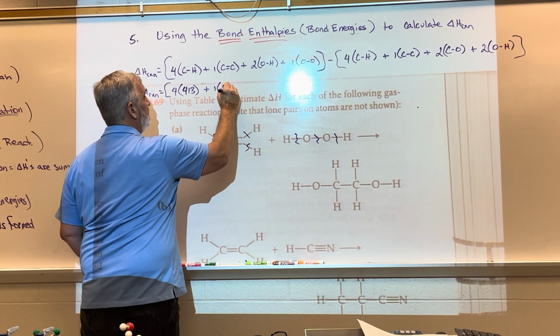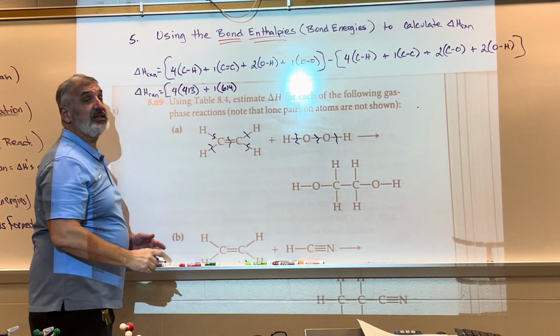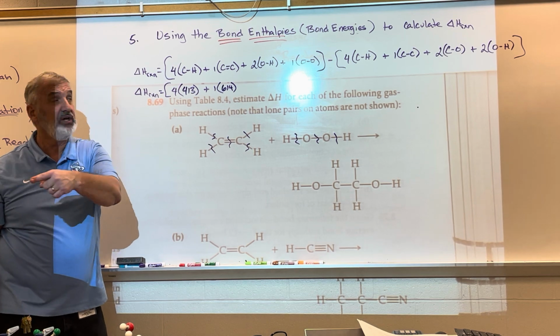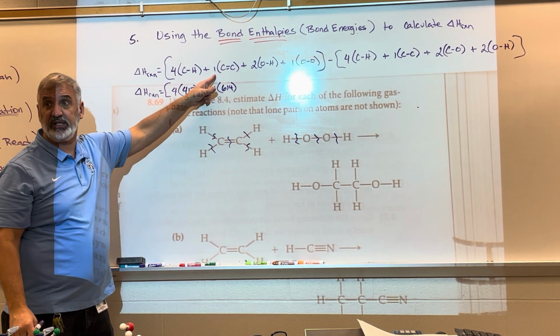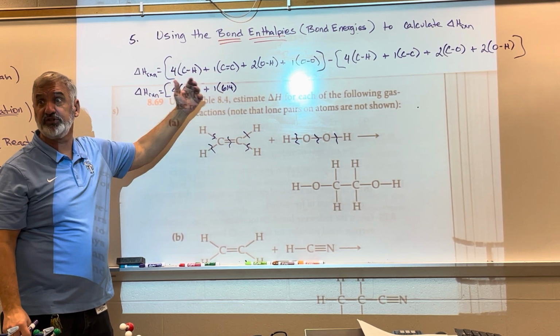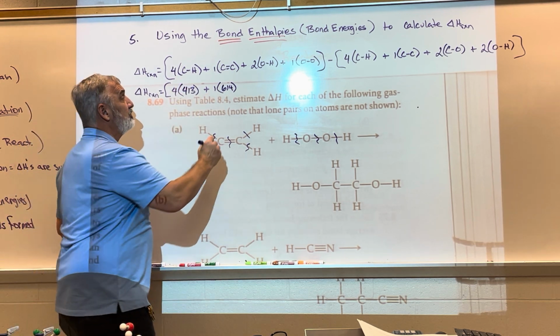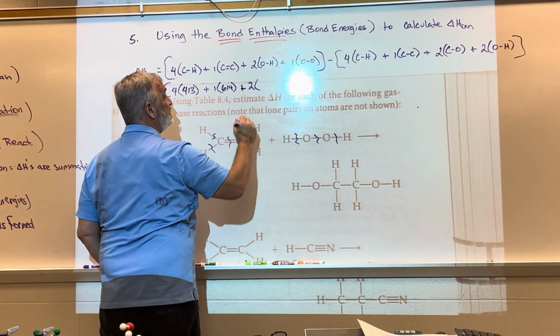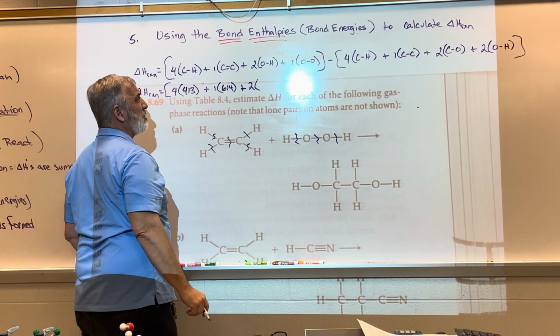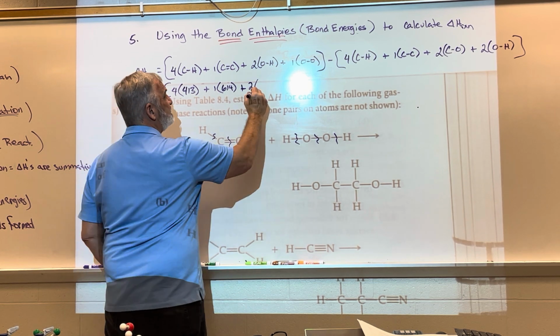614. These are all kilojoules. It's kilojoules per mole on the table, but we're multiplying by how many moles we're breaking. So it's really turning out to be kilojoules, just for the record, as far as units. Plus 2 times OH. What's OH? 463.